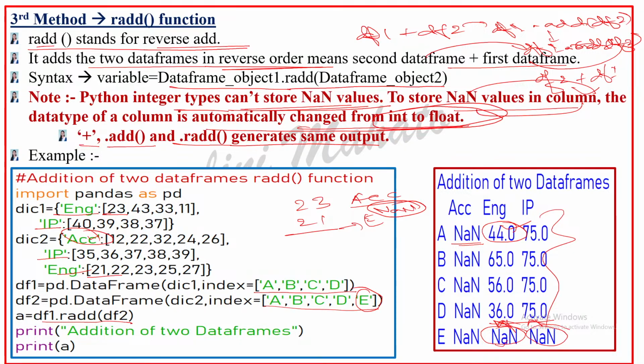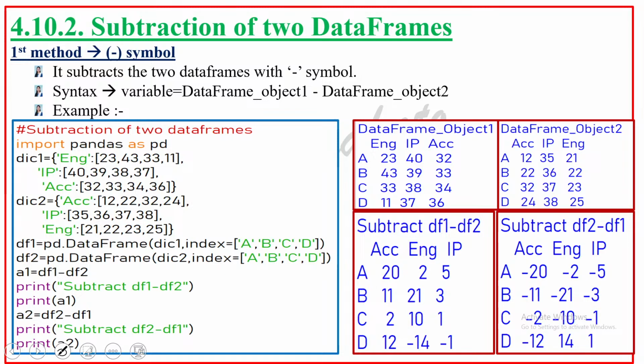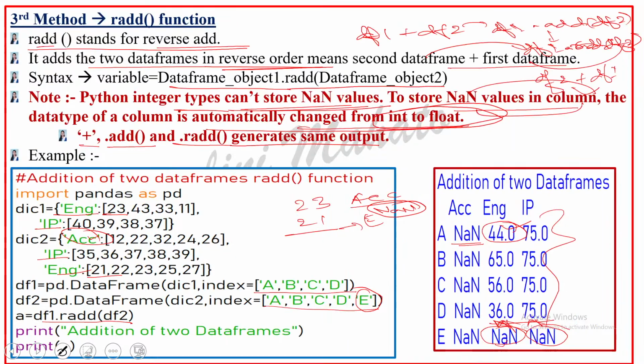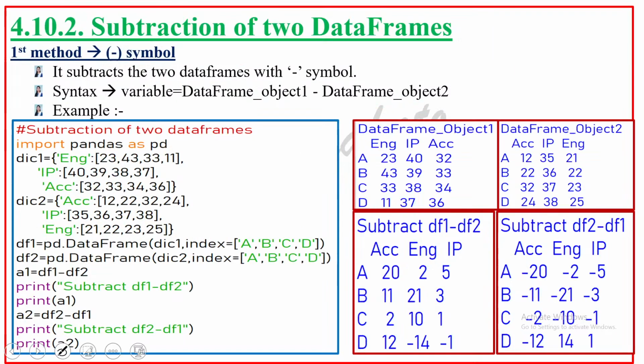Why NaN value generated. Next, subtraction of two data frames. Listen, in the addition, we have seen the first, second, third method. First method plus symbol, second method dot add, third method dot radd. Whatever method we use, everywhere the answer will be the same. But in the subtraction, it will not generate the same. Remember that.